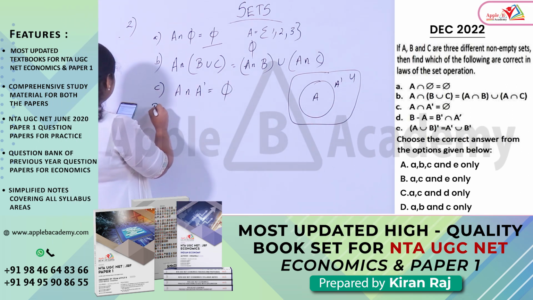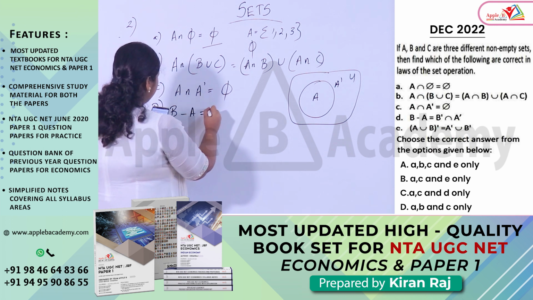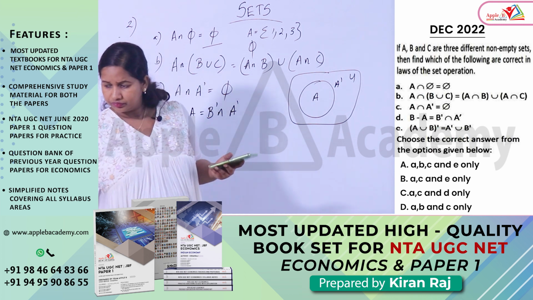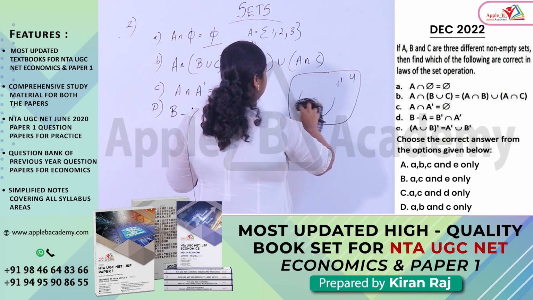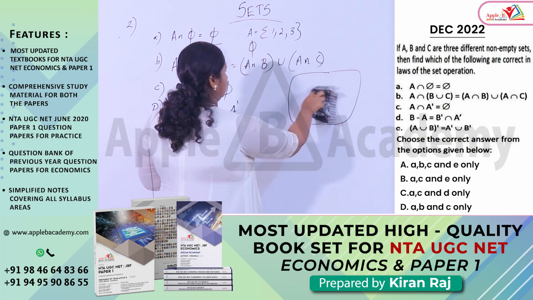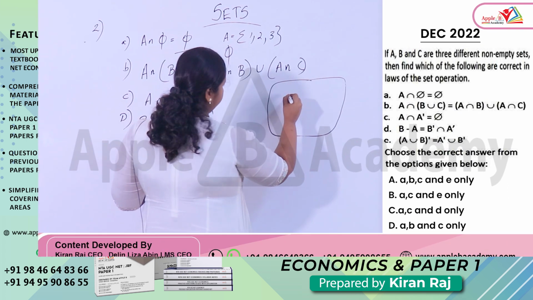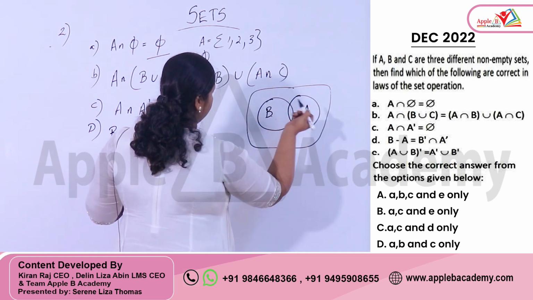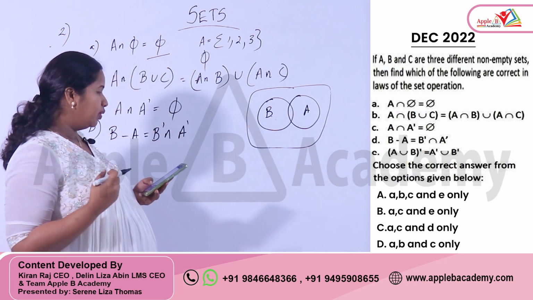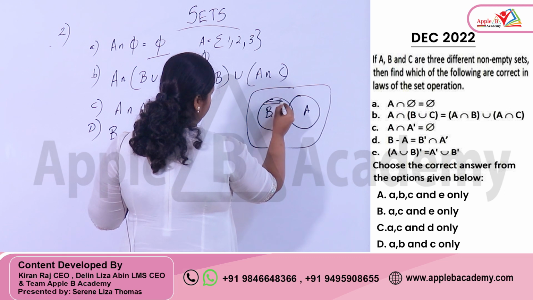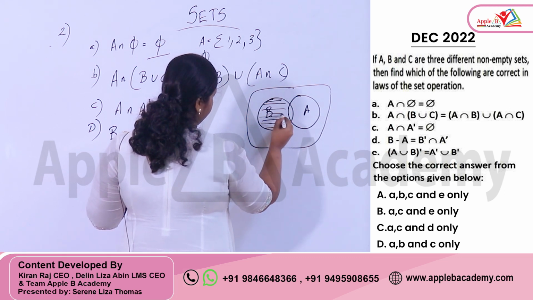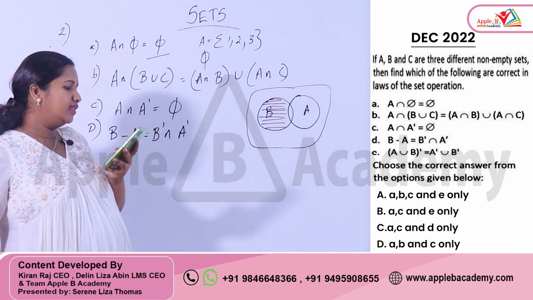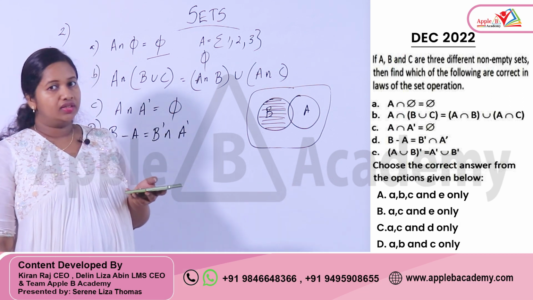Then option D, B minus A is equal to B complement intersection A complement. Okay, B minus A. So this is B, this is A. Okay, so B minus A, see, this is B minus A. B minus A is this shaded portion. So B minus A is given as B complement intersection A complement.